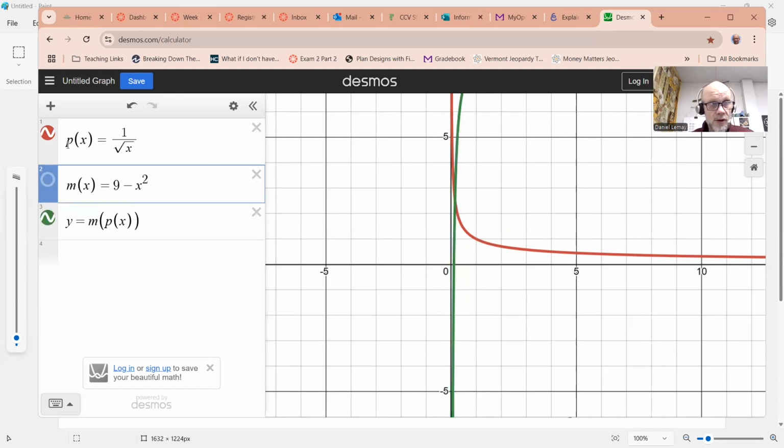Okay. Oh, it's graphing it. Giving away the thunder.